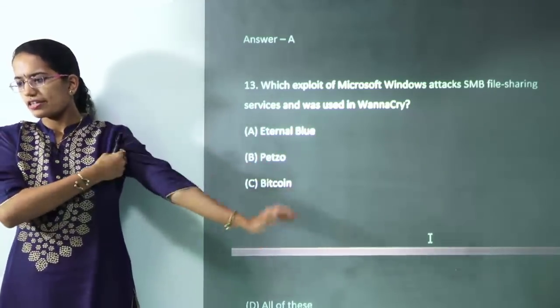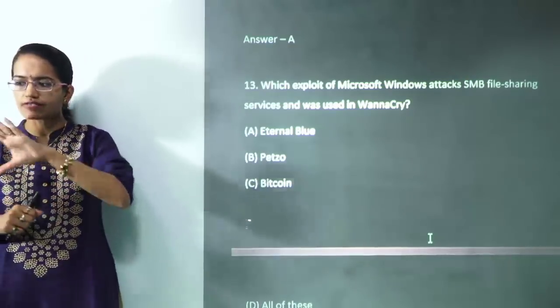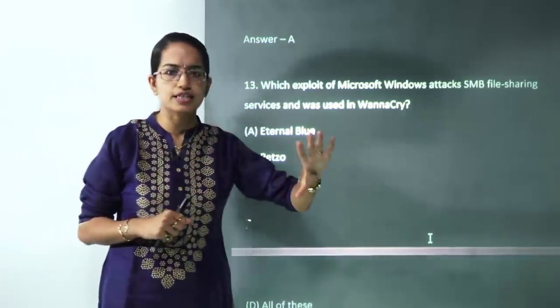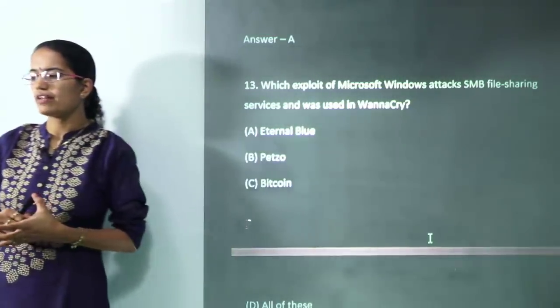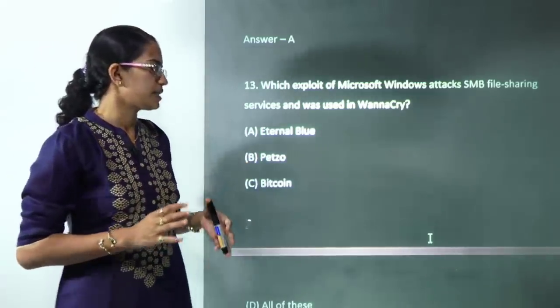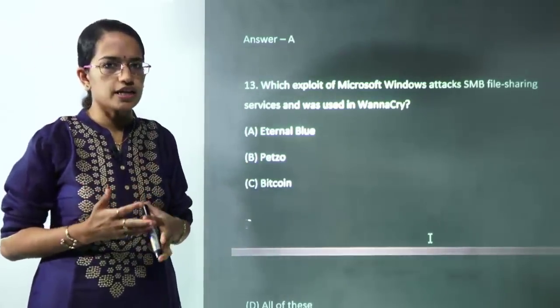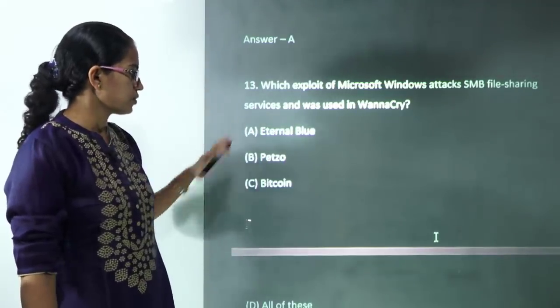Bitcoin is a kind of cryptocurrency, so that's not related to malware. We have discussed malware in a separate lecture on YouTube, so just refer to the various types of malware. It is very important. Vulnerabilities and malware are all really important, so don't miss those. So for question number 13, you have the answer here.